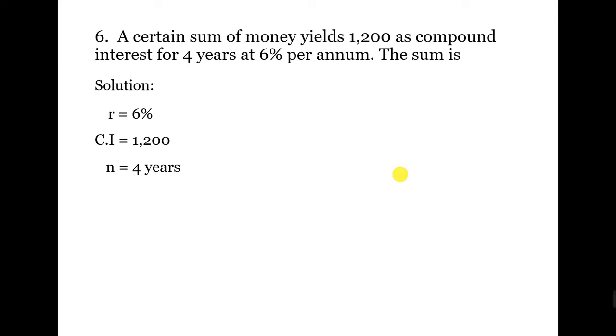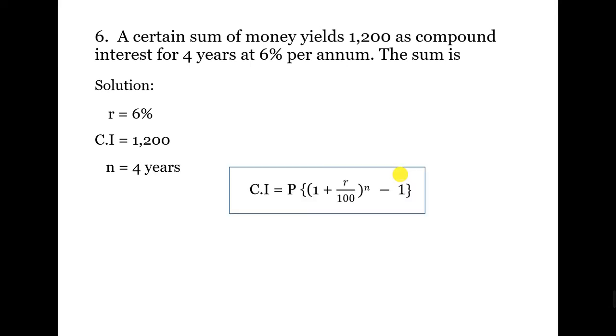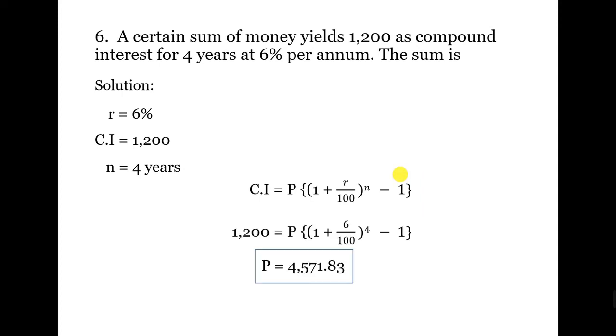Now the easiest way to solve for the value of the principal amount is to use the formula of rule number 1. Then we can now directly substitute the values to the formula, and the result is equal to 4,571 and 83 centavos.